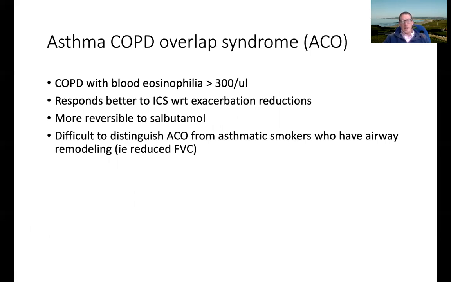And actually, it can be quite difficult to distinguish a patient with ACO from, for example, an asthmatic smoker who's got airway remodeling. The two present very similarly. And to be honest with you, it doesn't really matter because the management is much the same. So what are they? Are they an asthmatic smoker with severe disease and airway remodeling, or have they got asthma COPD overlap syndrome?